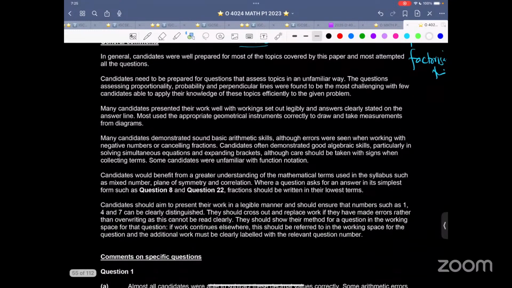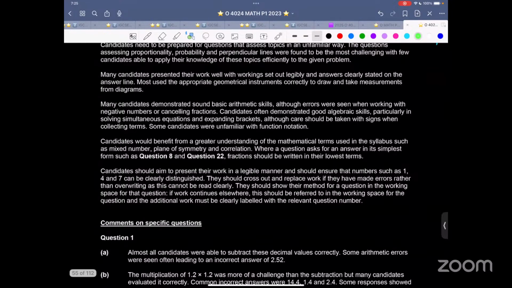When we are talking about all these things, one of the things is the questions assessing, let me first focus over here. Many candidates presented their work well with working set out legibly and answers clearly stated on the answer line. This is very, very important. There is an answer line over there that goes like these dots, and then there is a mark over here, maybe 1 mark, maybe 2 marks. So that answer should be written over here. All the working has to be done, but it has to be on the answer line. Be very, very careful of this.